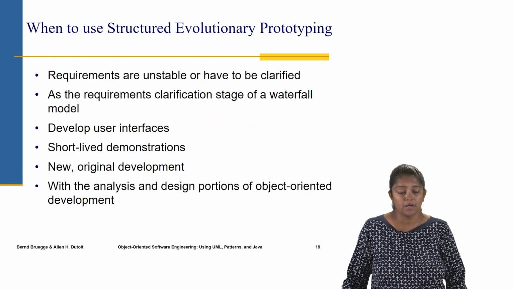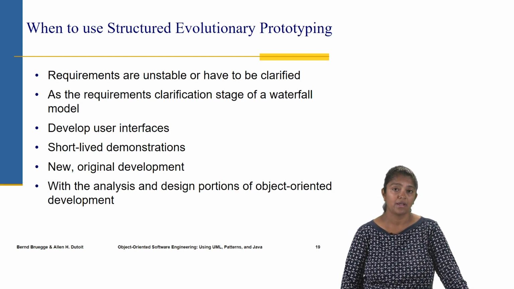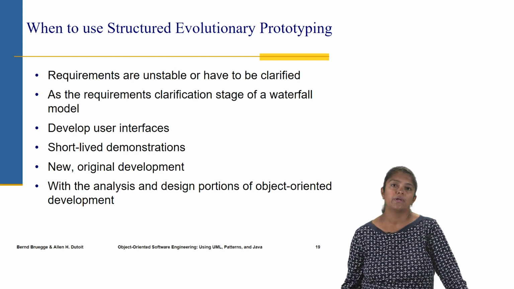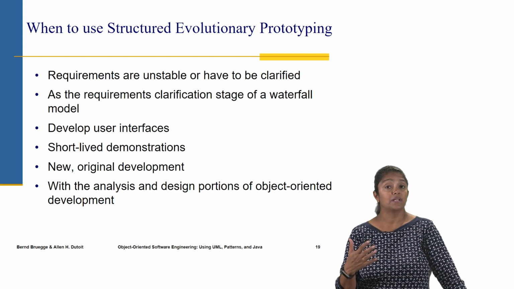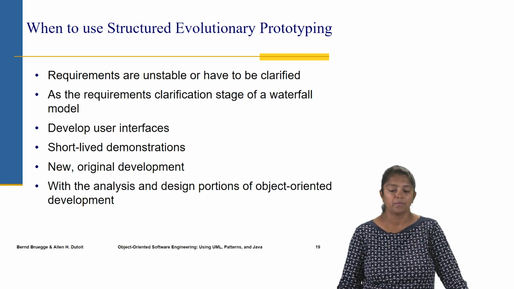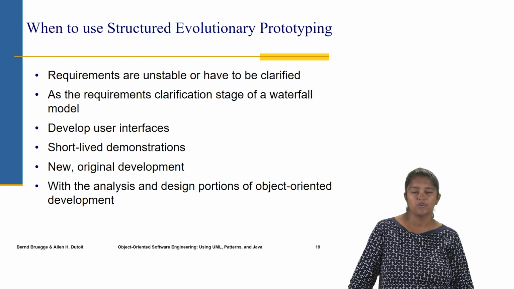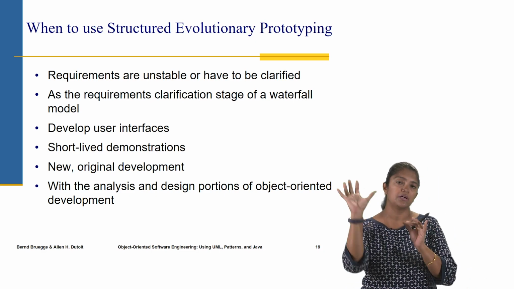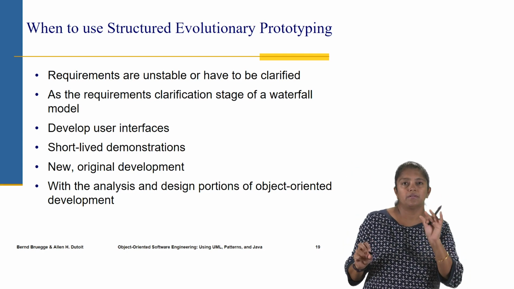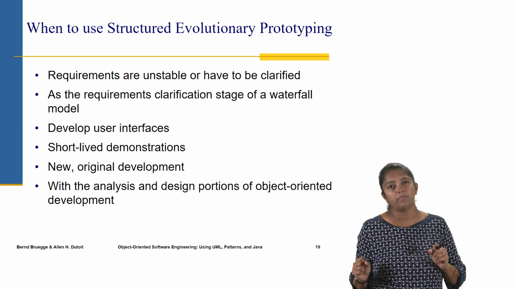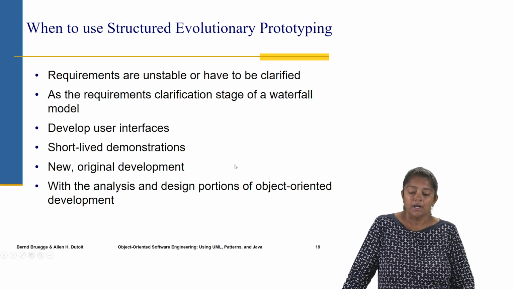But then it's a great fit when requirements are unstable or not clear and they have to be clarified. It helps in clarifying all of those requirements. Now, it can also be used as a requirements clarification stage of a waterfall model. So, one could mix it along with waterfall, just the first phase of the waterfall model, where some structured evolutionary prototyping could be done in order to make sure that the requirements are clarified.